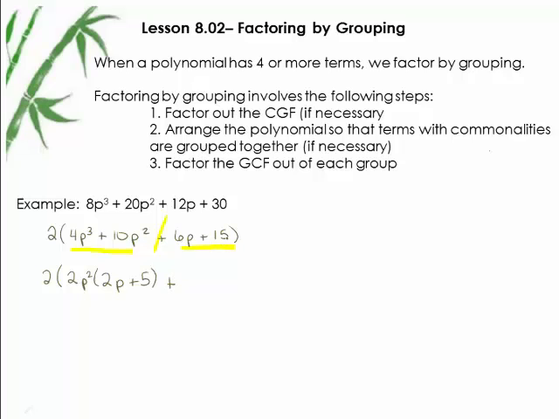Then I look at the second group. 6 and 15 both divide by 3. 6 divided by 3 is 2. And there's 1 p. 15 divided by 3 is 5. Now, if you've done this correctly, what you'll end up with are 2 parts that match in parentheses, 2p plus 5 and 2p plus 5. What I do next is I take the terms outside of the parentheses and I make that one set of parentheses, and then the matching parentheses becomes the second set of parentheses. And now this is completely factored.